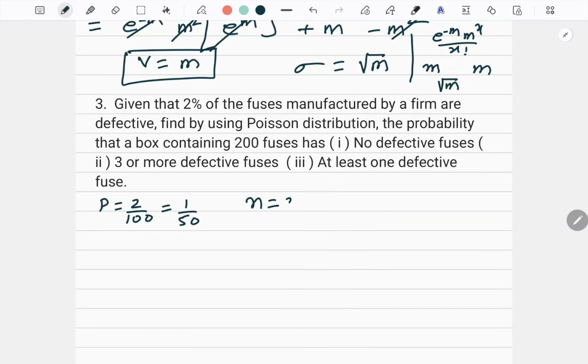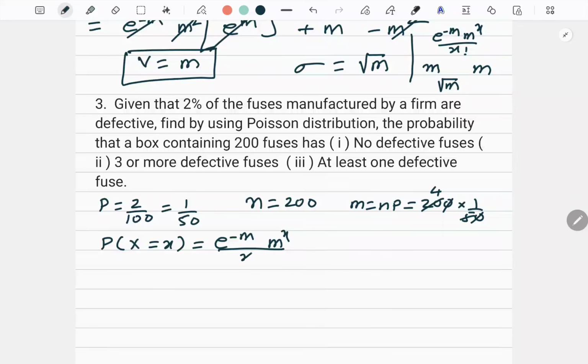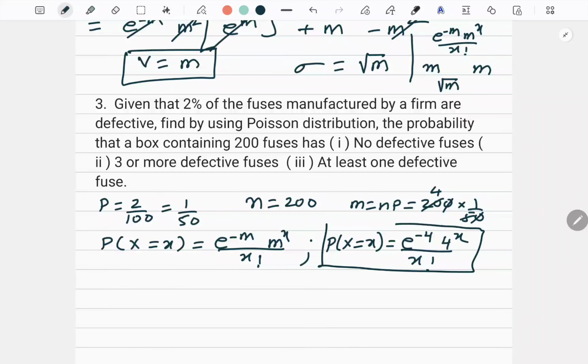So n is equal to 200. So what is m? m is equal to np. So 200 into 1 by 50. So 0 0 gone, 5 1s are 5, 5 4s are 20. So m value is 4. So what is the Poisson's distribution formula? Probability for x is equal to e to the power minus m, m to the power x upon x factorial. Right? And in this particular question, probability for x is equal to e to the power minus 4, 4 to the power x upon x factorial. Right? So this will be for this particular question.